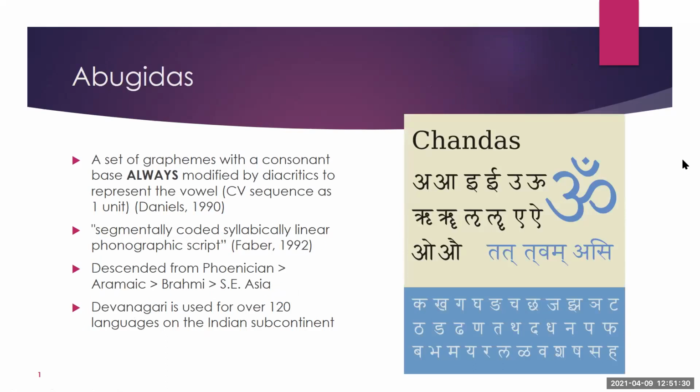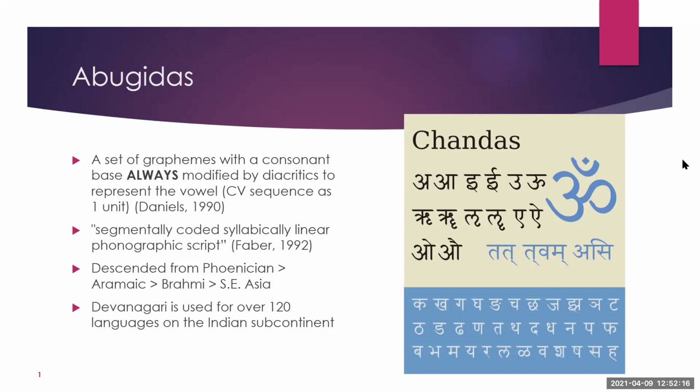And then you have abugidas, which are a set of graphemes with, and I'm going to contradict myself later, but usually with a consonant base, and then always modified by diacritics that represent the vowel. So the consonant vowel sequence will be one unit. And this next bullet point, this is another example of one of the names instead of abugida. It's a segmentally coded syllabically linear phonographic script. And yeah, I just thought it was a bit crazy that someone would remember to use that.